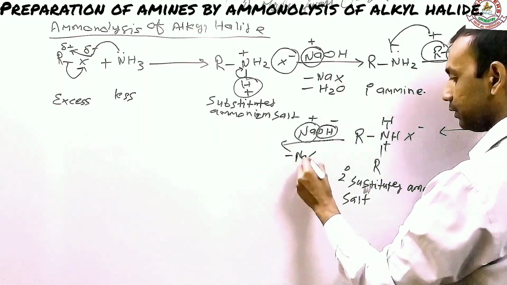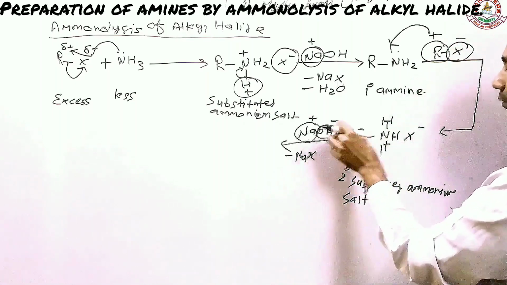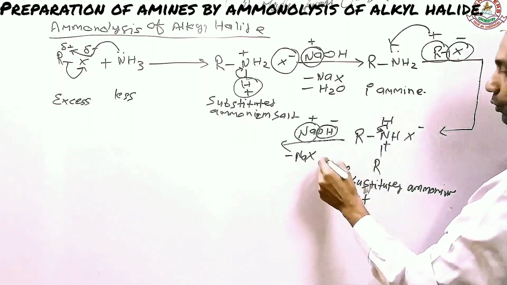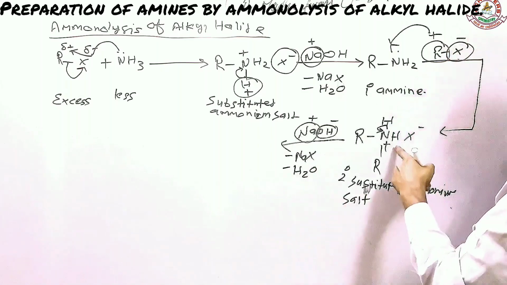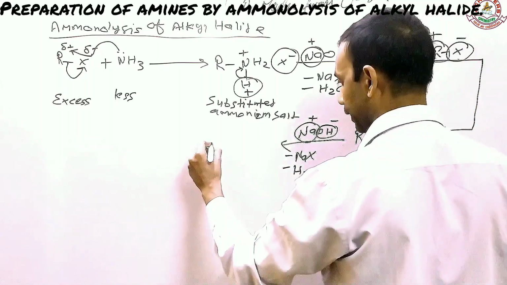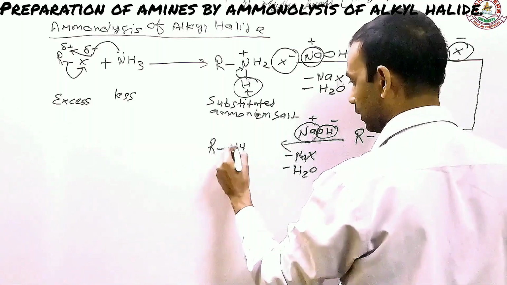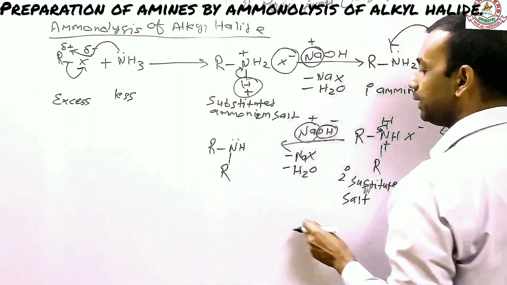Sodium reacts with halogen to form a sodium halide, and this hydroxide will react with H. So this will also form another molecule of water. Finally, you have a 2 degree amine here. You have a 2 degree amine. This is your situation here. So you get a 2 degree amine.